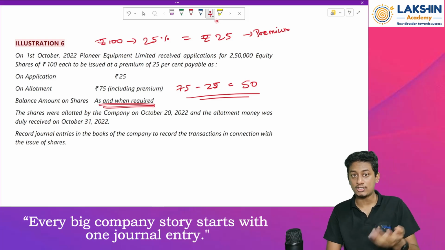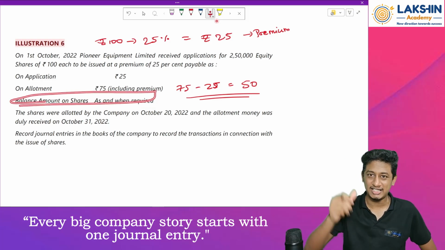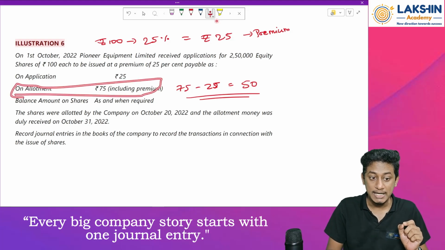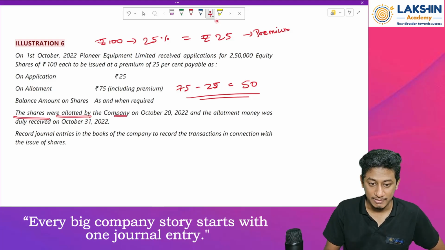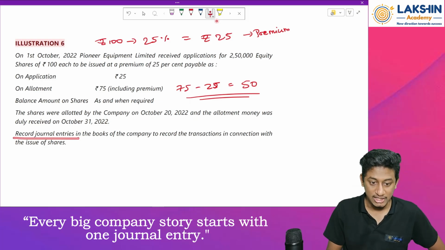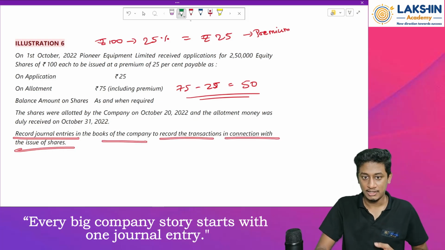So the balance on shares will be called as and when required. If you want to make the calls, you can make them, but I won't be passing the entry for the calls again. Whatever entries we have passed before, the same entries go on. I want to concentrate mainly on the premium part, how to pass the entry for the premium. Remember. The shares were allotted by the company on 20th of October and the allotment money was received duly on 31st of October. Record the journal entries in the books of the company to record the transaction in connection with the issue of shares. Okay. Let's start the first entry.